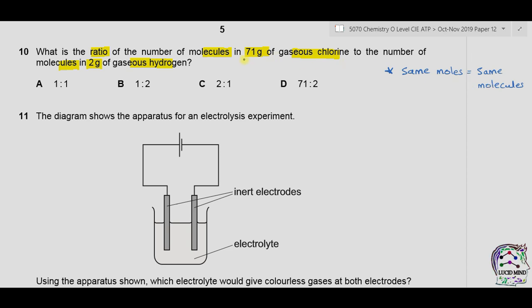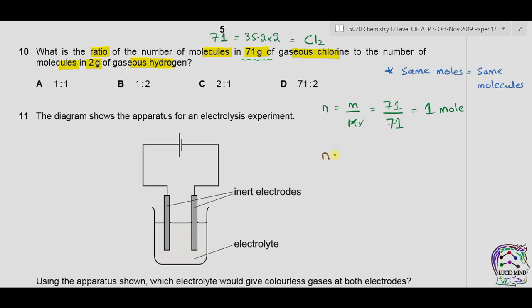Let's find the number of moles in 71 grams of chlorine. Now the formula of moles is equal to mass in grams divided by molecular mass. As it is Cl2, for 1 chlorine the atomic mass is 35.5, so for 2 it will be 71. Mass in grams is given as 71 grams and molecular mass is also 71, so the number of moles of chlorine is equal to 1 mole.